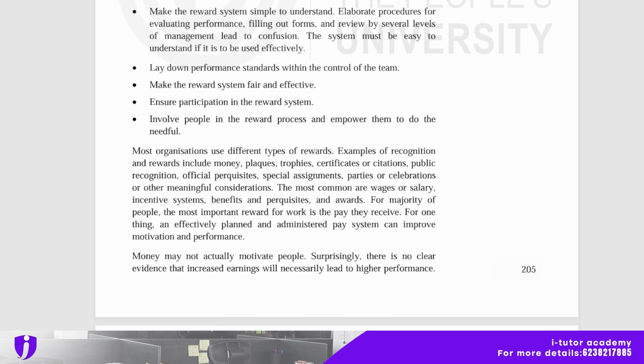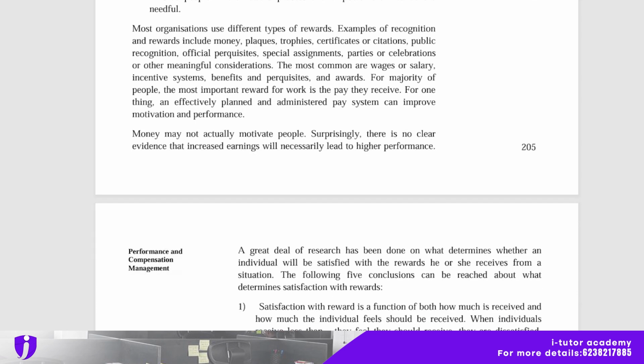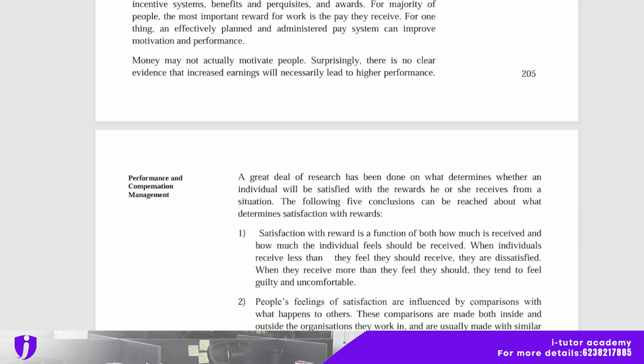And most organizations use different types of rewards. Examples of recognition and rewards include money, plaques and trophies, certificates or citations, and public recognition, official perquisites, and special assignments, and parties or celebrations or other meaningful considerations. And money may not actually motivate people. Surprisingly, there is no clear evidence that increased earning will necessarily lead to higher performance.